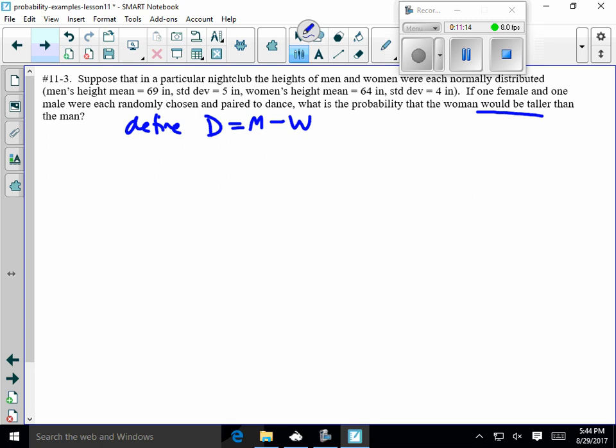So if the man were taller than the woman, it would be positive. But if the woman is taller, that means that D is negative. So I'm defining this D so that it'll be negative in the case that the woman is taller than the man. Okay. So what I've really got is a case of two different distributions, right?